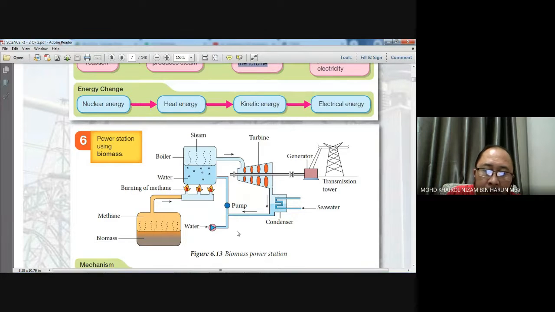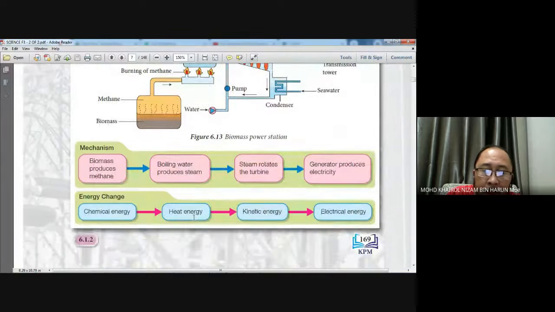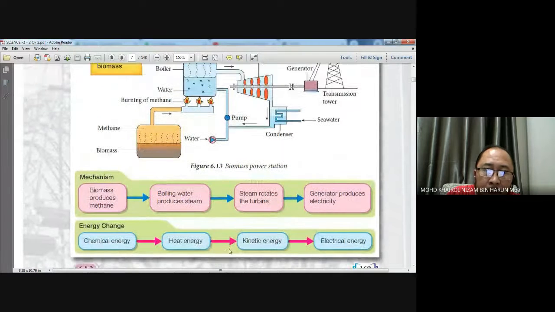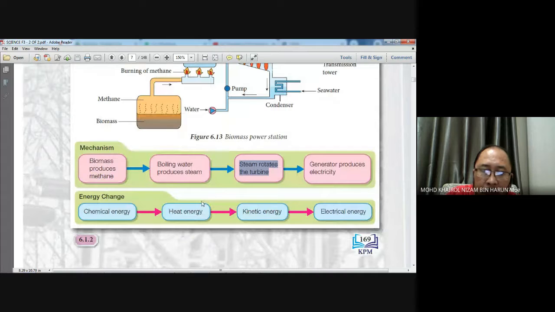So this is the simple explanation of how a power plant functions. The mechanism here: biomass produces methane, boils water, and then the steam produced will rotate the turbine and the generator produces electricity.